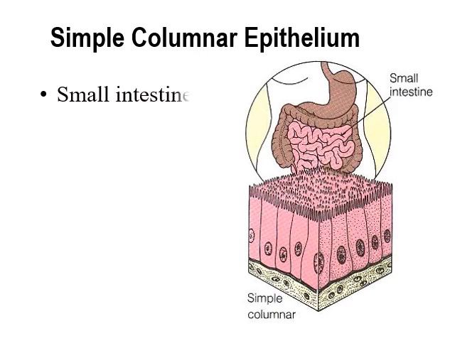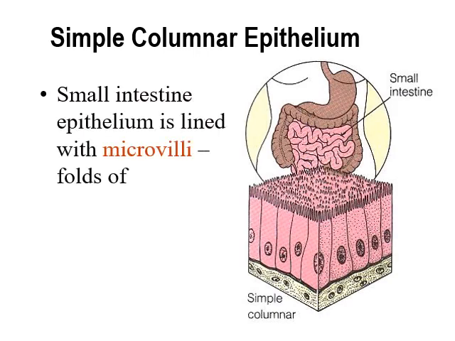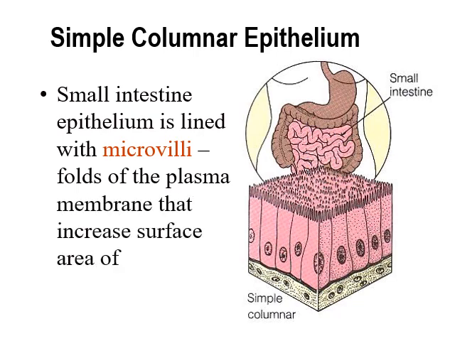The simple columnar epithelium that lines the small intestine contains folds in its cell membranes on the luminal surface. These folds increase the surface area of the small intestine to maximize contact with the food for digestion and absorption. As a result, the luminal surface of the small intestine is often called the brush border.